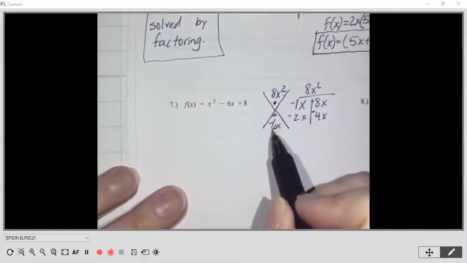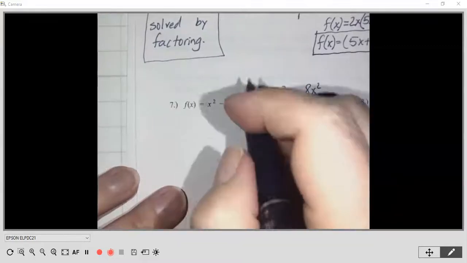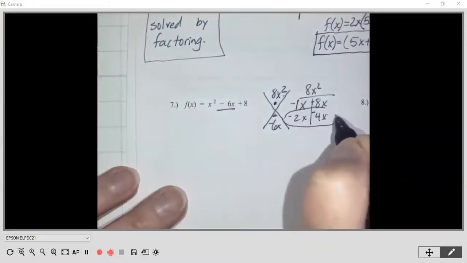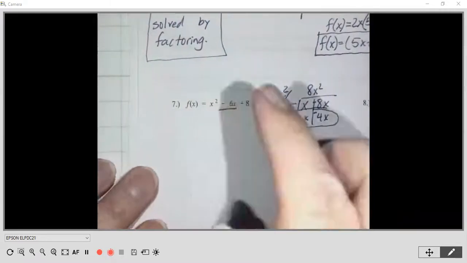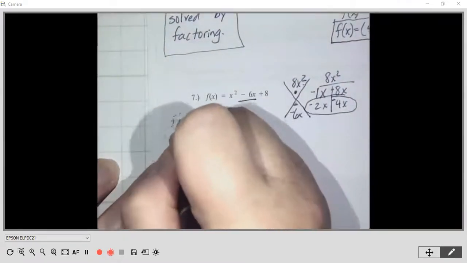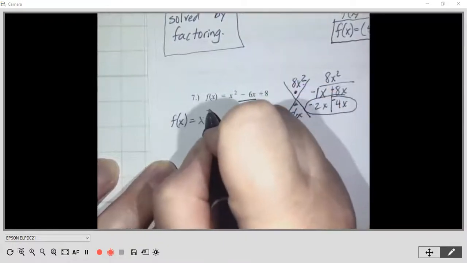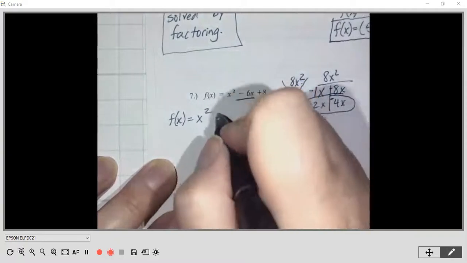They added together to give me a negative. So both of the numbers have to be negative. Okay, so which of these will add up to a negative 6x: negative 2x and negative 4x? Okay, so then I'll break apart my trinomial. It's now going to be f of x, or break this middle term up: x squared stays the same, but instead of minus 6x, we now have minus 2x minus 4x.